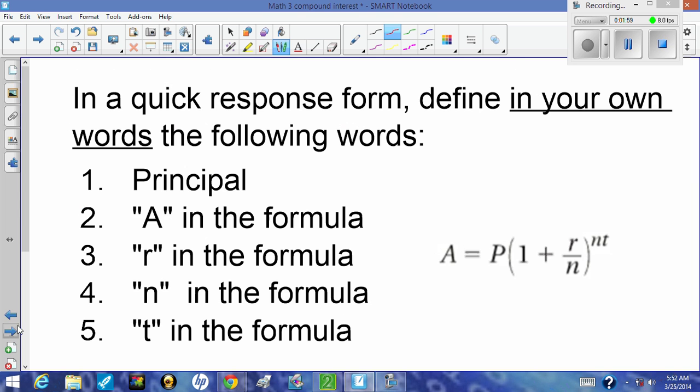Okay, moving on. I'd like you to pause the video, and in the quick response form, I want you to define the following words in your own words. Principal, the A in the formula, the R, the N, and the T. Make sure you put that in box 1. Again, that's box 1. And when you're done with that, start the video back up.